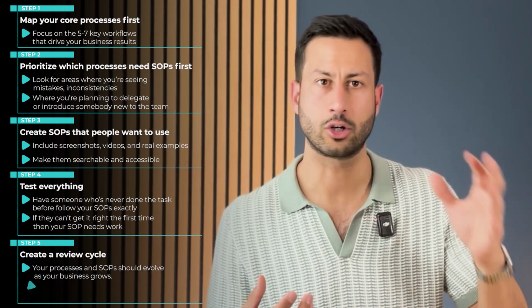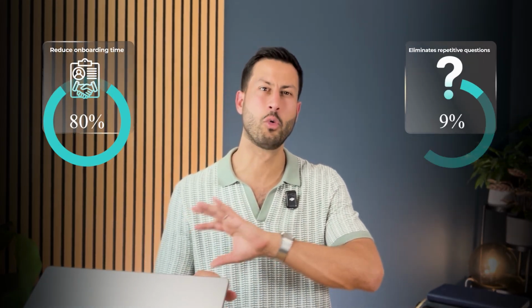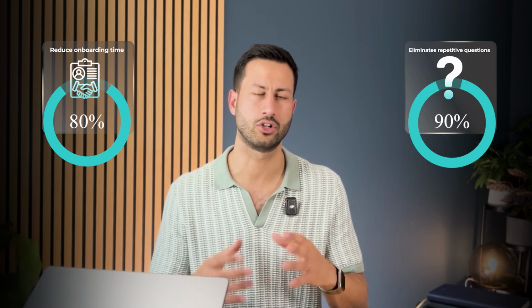And then the final step is to create a review cycle. So your processes and SOPs should really evolve as your business grows. You can set quarterly or monthly reviews to just make sure things are working and everything is up to date. The results really do speak for themselves. We've had companies reduce onboarding time by 80% and eliminate all of that repetitive management and questions across teams.